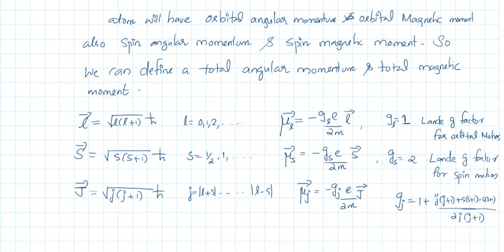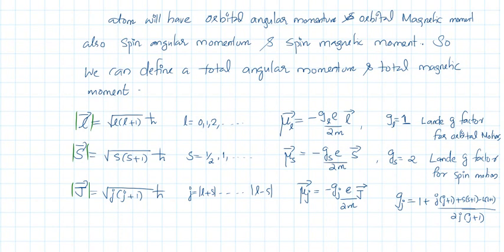Now, spin angular momentum S is equal to square root of S into S plus 1 h cut. These are the magnitudes. Here S can take values half, 1, etc. If there is only one outermost electron, then S will be always half. And the spin magnetic moment mu_S equals minus g_S e by 2m into vector S, where g_S is 2 and it is known as Lande factor for spin motion.